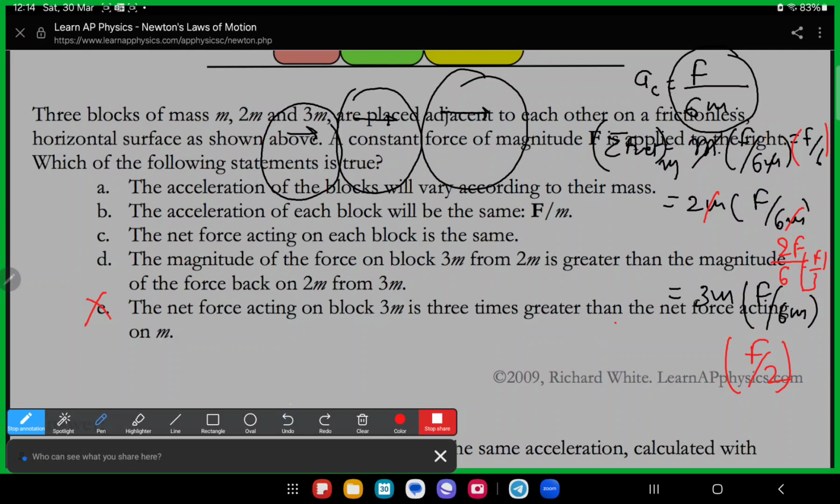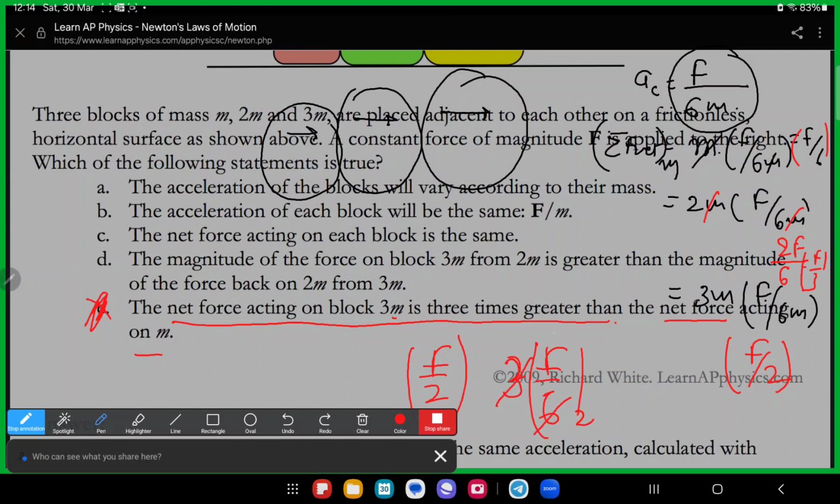Now the last statement: the net force on 3m is thrice the net force on m. So for 3m, it is F by 2, and the net force on m is F by 6. So here we can say the first block multiplied by 2, the force acting on 3m is thrice. If we multiply by 3, it will be F by 2. So this statement is correct. By this way you can approach this problem.